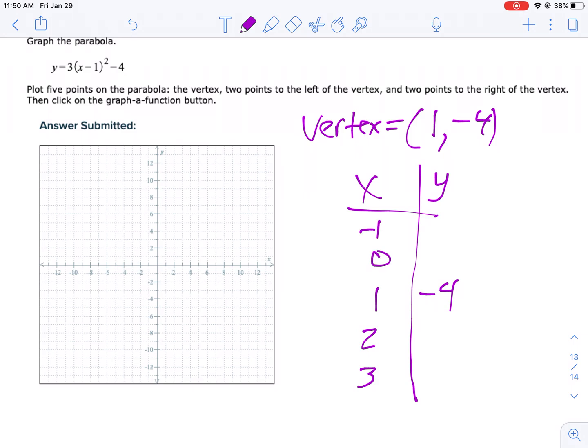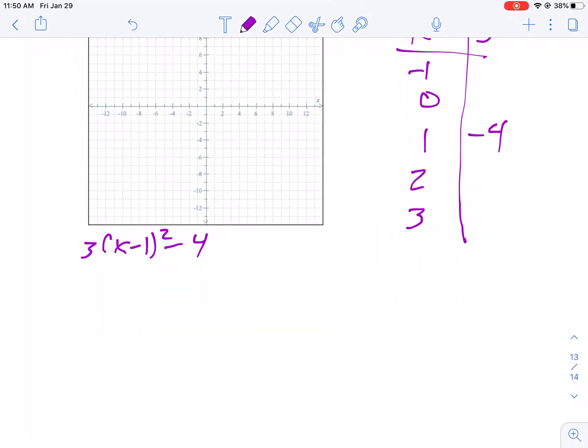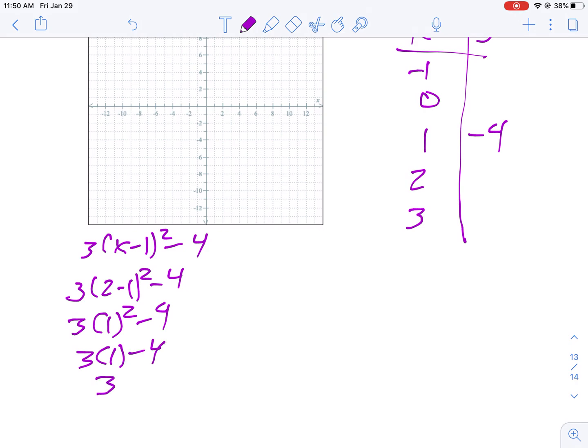Now let's put 2 in for x. So I've got 3 times x minus 1, the quantity squared, minus 4. I'm going to replace x with 2. So I'm going to say 3 times 2 minus 1 squared minus 4. Well, 2 minus 1, that's 1. 1 squared, that's 1. Multiply by 3. 3 minus 4 is negative 1. So when x is 2, y is negative 1, and we know it's symmetric, so I know when x is 0, y is negative 1.